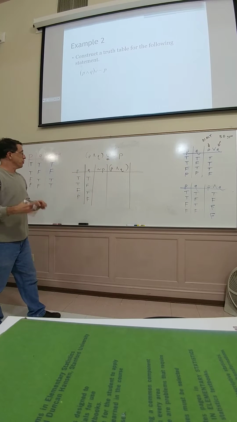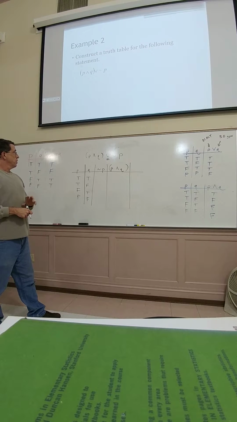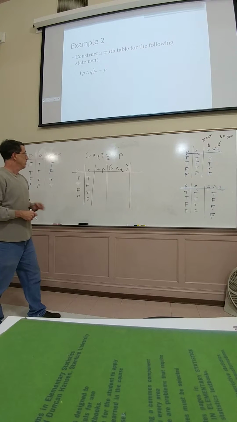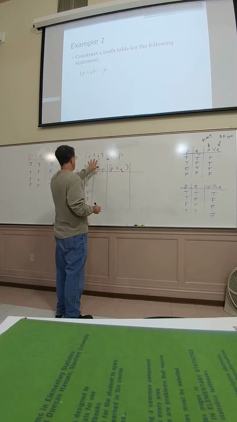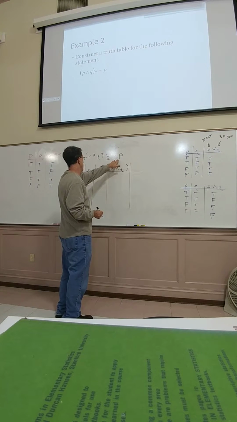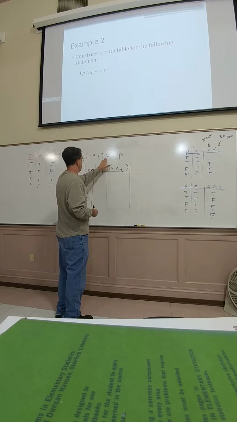So in some ways, you can do common sense. In other words, looking at this, you're saying to yourself, well, obviously I've got to get what's in the parentheses first, and I have to know what negate P is. Then I can do the last step, which is the or.